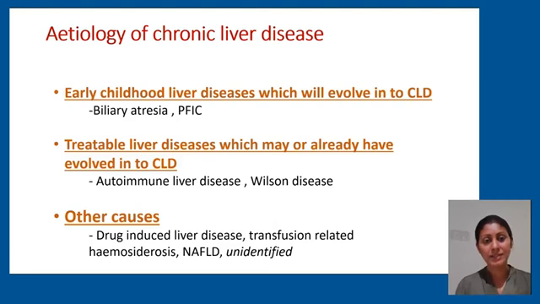And there are other causes like drug-induced liver disease. We commonly see chronic liver disease following chemotherapy, as well as following methotrexate, which is used for arthritis conditions, and various drugs causing drug-induced liver disease. And sometimes transfusion-related hemosiderosis as well. So those are the three main categories of etiology of chronic liver disease. Most of the time you will be able to find an etiology, but mind you, sometimes you might not be able to find an etiology. Still, you have to manage these children.